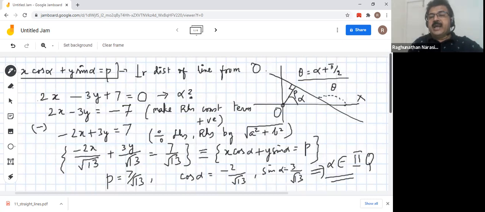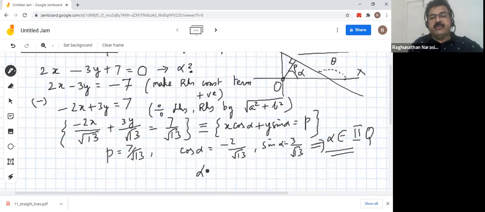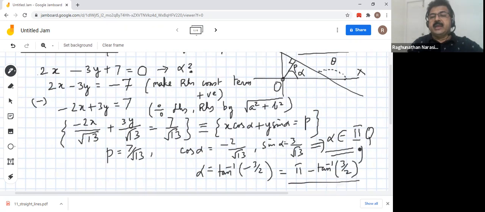So you can give alpha as tan inverse of negative 3 by 2. More precisely, you can give it as pi minus tan inverse of positive 3 by 2, because the principal value for inverse trigonometry, which we did last class, would take you to the fourth quadrant. That is not correct. So you have to write it exactly as pi minus tan inverse of 3 by 2.